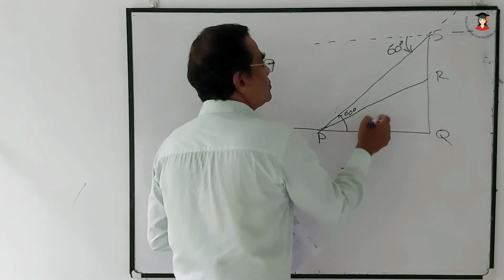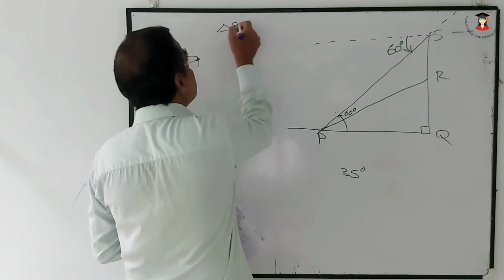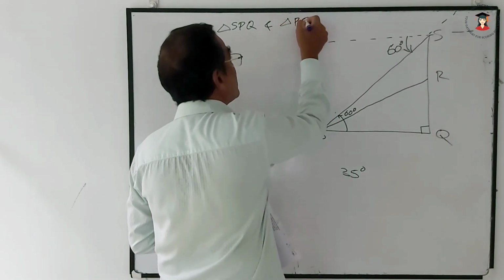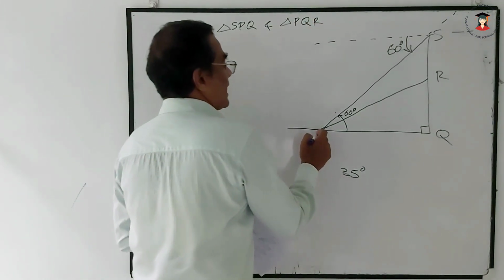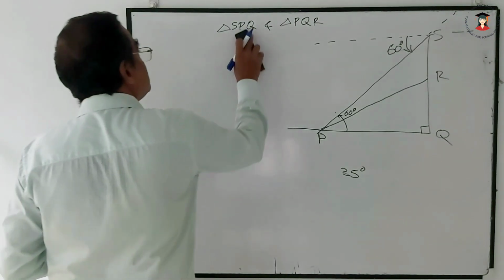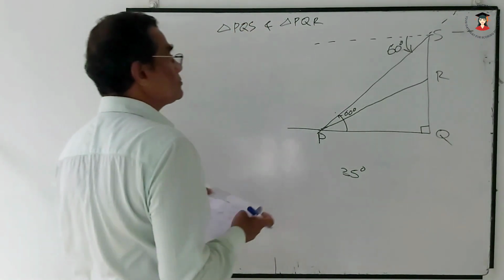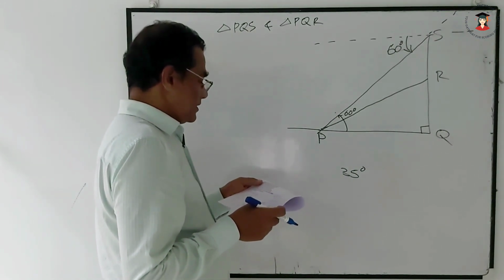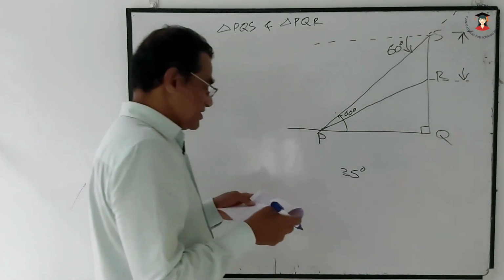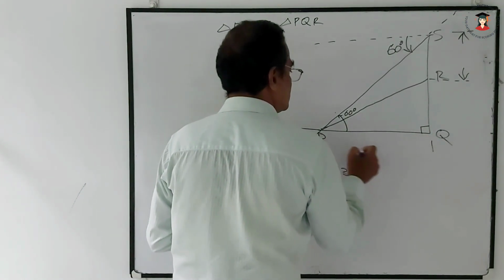And here we have two right triangles. What are they? One is triangle SPQ, and the other triangle is triangle PQR. These are the two triangles we have. Triangle PQR and triangle PQS, or SPQ. Let us write it as PQS only. What we need to find out is the distance between R and S. This distance we need to find out. And what is given is the distance of the object P from Q. This is 50 meters.